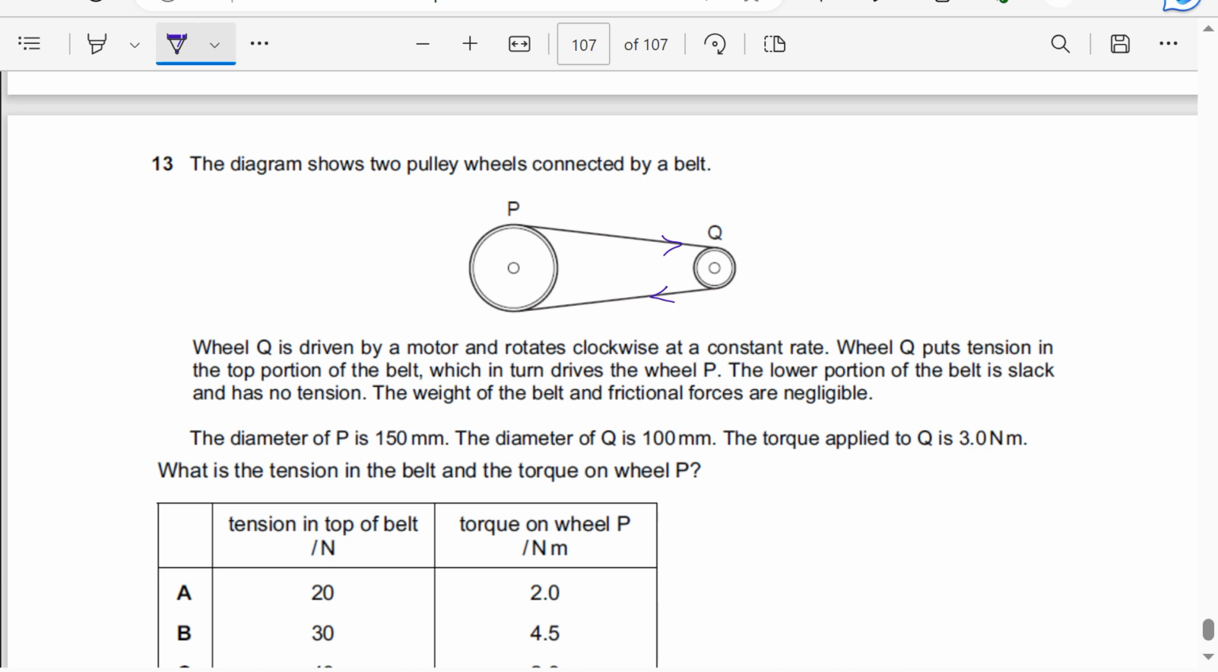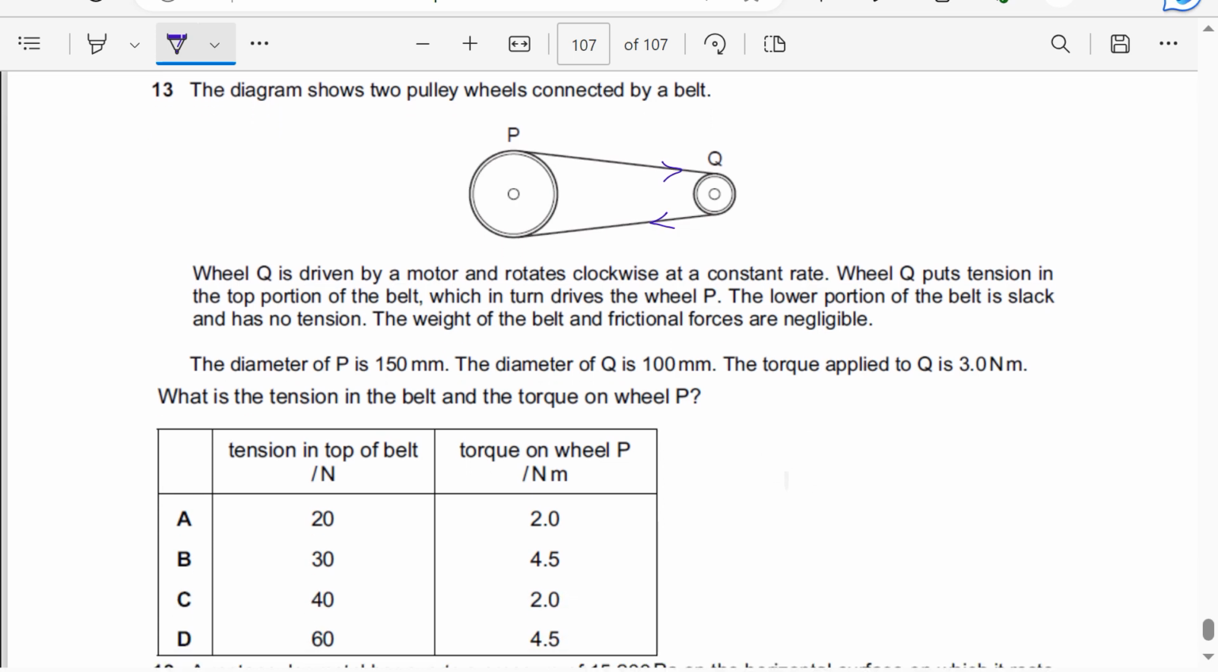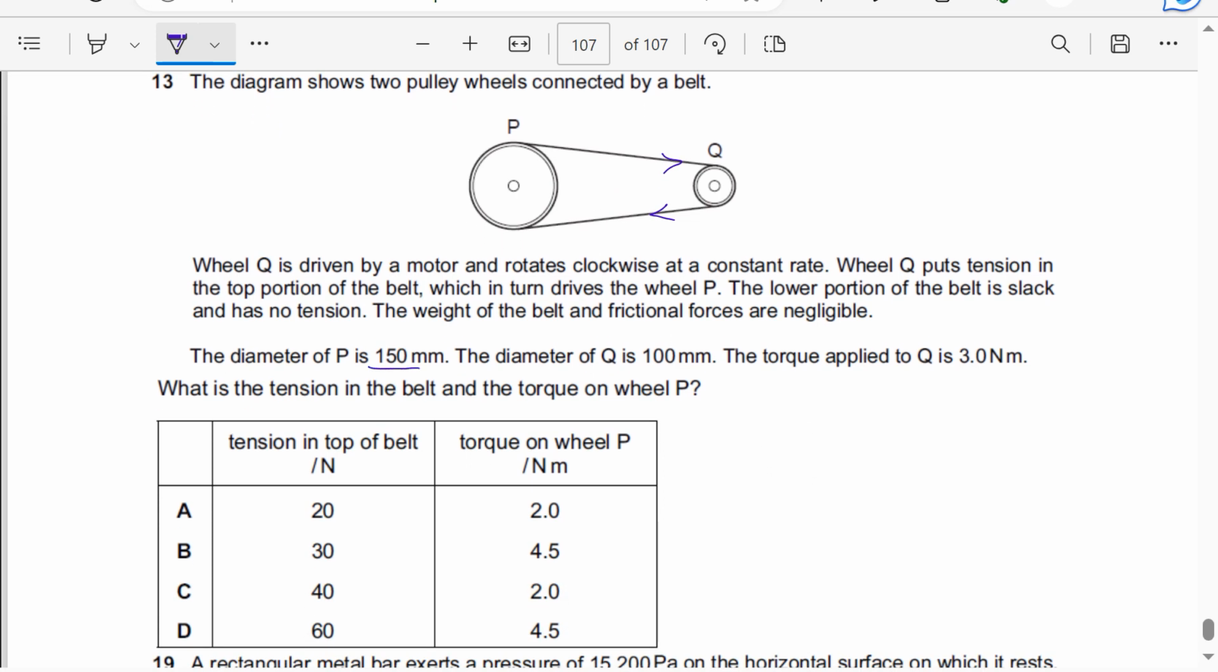The lower portion of the belt is slack and has no tension. The weight of the belt and frictional forces are negligible. The diameter of P is 150 millimeters and the diameter of Q is 100 millimeters. The torque applied to Q is 3 Newton meters. What is the tension in the belt and the torque on wheel P?